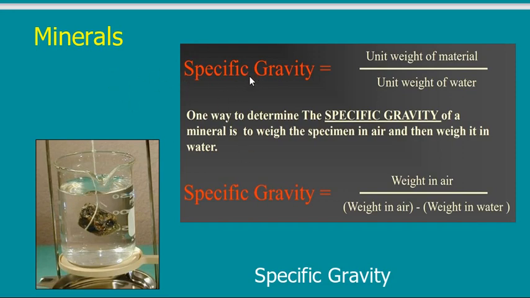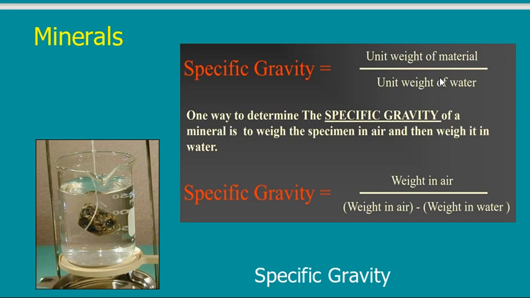By the way, specific gravity, we study specific gravity not as geologists, but as an engineer. Specific gravity is something very important. What is the definition of specific gravity? It is the unit weight of material divided by the unit weight of water. It means that it will give me an indication of the density of this material.